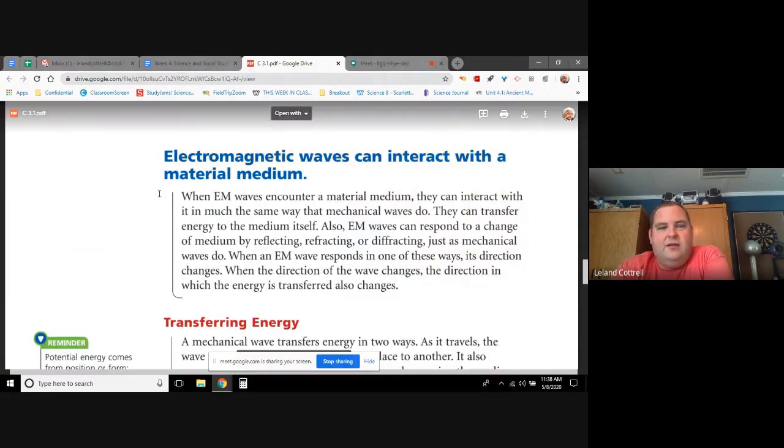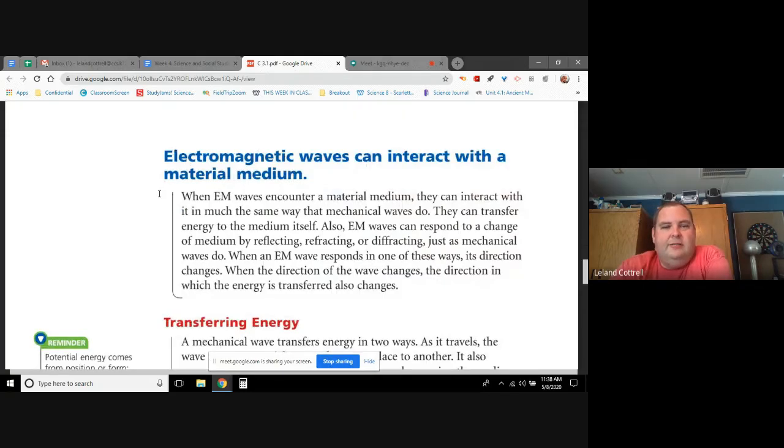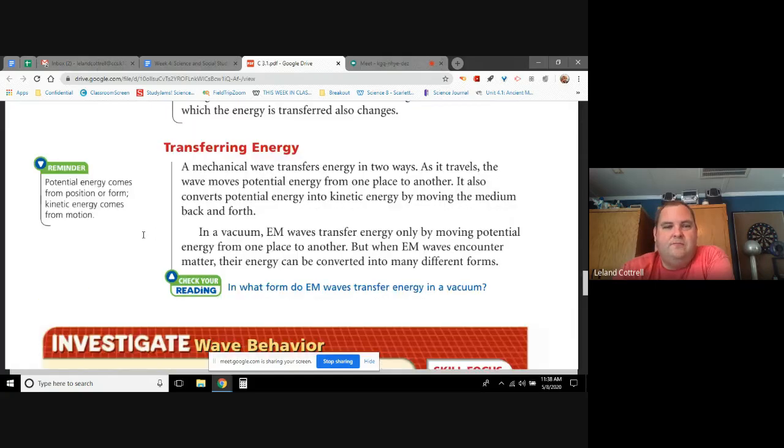Electromagnetic waves can interact with a material medium. When EM waves encounter a material medium, they can interact with it in much the same way that mechanical waves do. They can transfer energy to the medium itself. Also, EM waves can respond to a change of medium by reflecting, refracting, or diffracting, just as mechanical waves do. When an EM wave responds in one of these ways, its direction changes. When the direction of the wave changes, the direction in which the energy is transferred also changes.